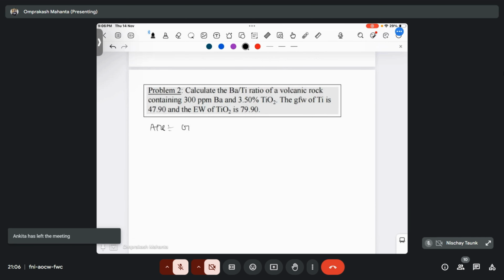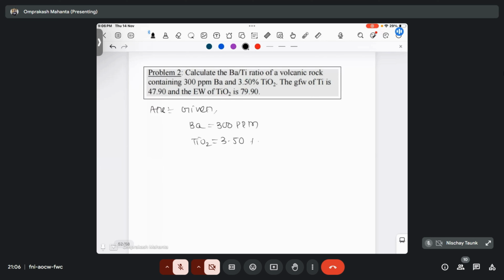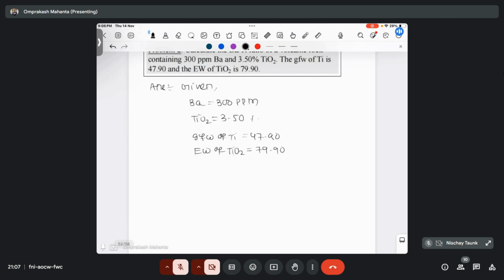So here Ba is given as 300 ppm and TiO2 as 3.50%. The GFW of Ti (GFW means gram formula weight, basically the weight of Ti) is 47.90, and the equivalent weight of TiO2, that means the molecular weight of TiO2, is given as 79.90. So how do we calculate Ti in TiO2?